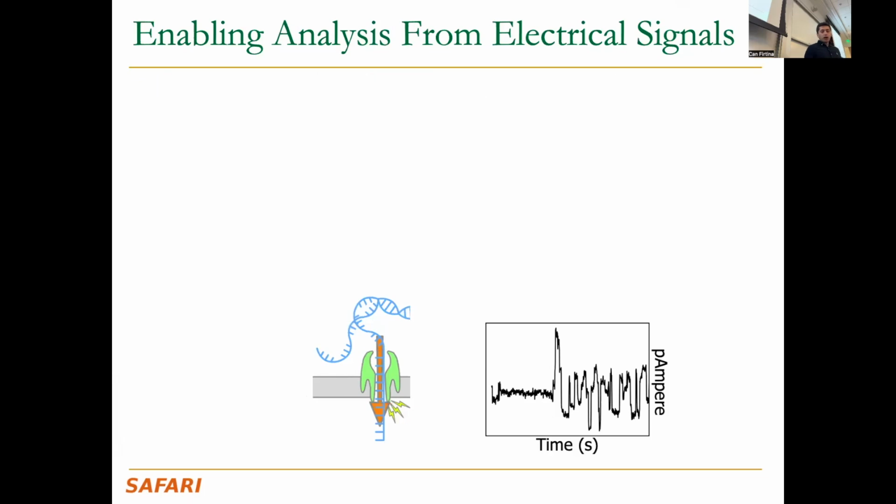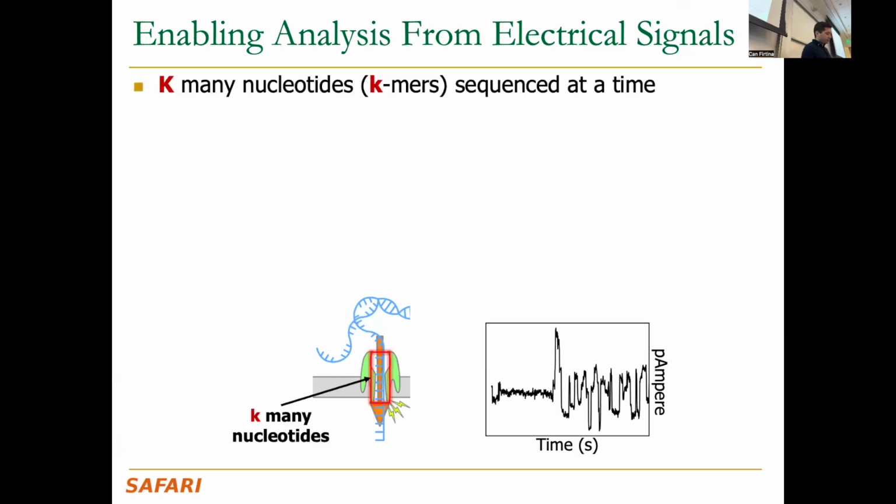I already told you that we can perform raw signal analysis without base calling, and this is a quick background on this. You can assume that at a time within this nanopore, there are k many nucleotides included within this pore. This k is usually from 6 to 9 mer, depending on the technology and the chemistry that you're using.